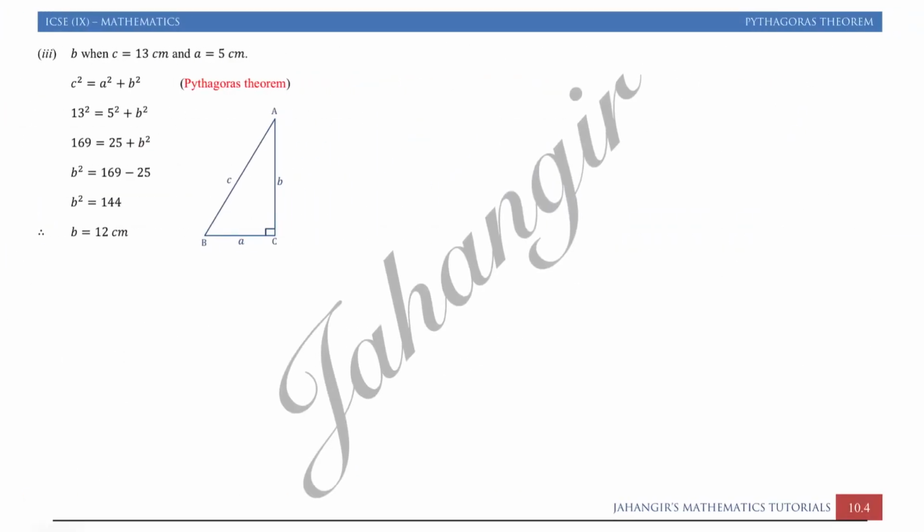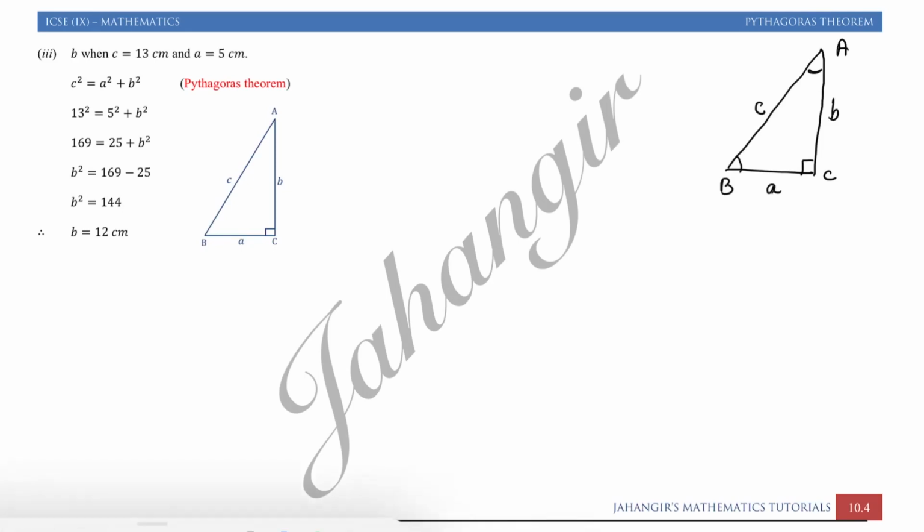Main question number 1, the third. Again we will have the same diagram. In triangle ACB, angle C is 90 degree. This is C. This is A. This is B. Here the given information: C is 13 centimeter, A is 5 centimeter. B you have to find.